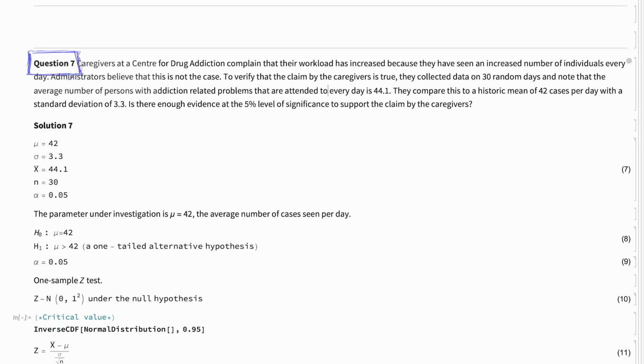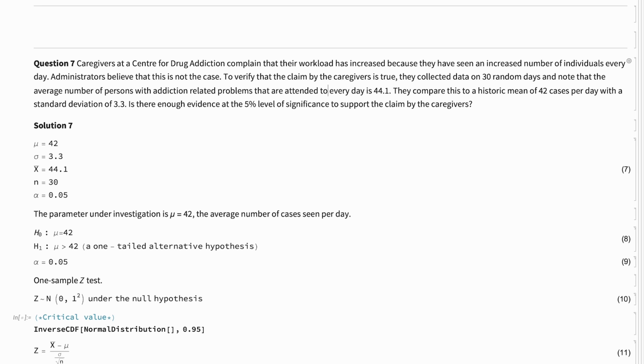Great, so let's look at question number 7. Caregivers at a center for drug addiction complain that their workload has increased because they have been seeing an increased number of individuals every day. And of course, the administrators believe that that's not the case. And this is true. We all feel the stress. This is a common thing, but perhaps we're suffering from confirmation bias, that we only remember the days that we worked harder and forget the days that we didn't work so hard.